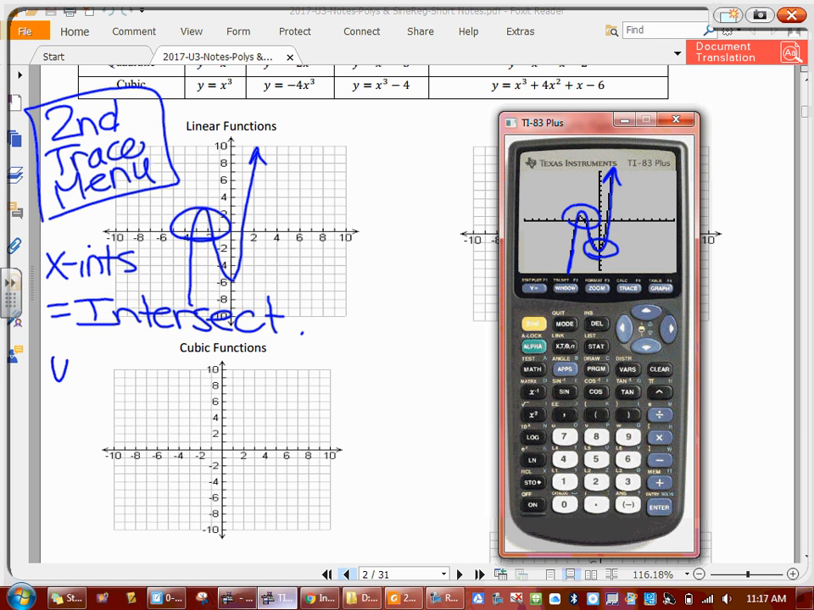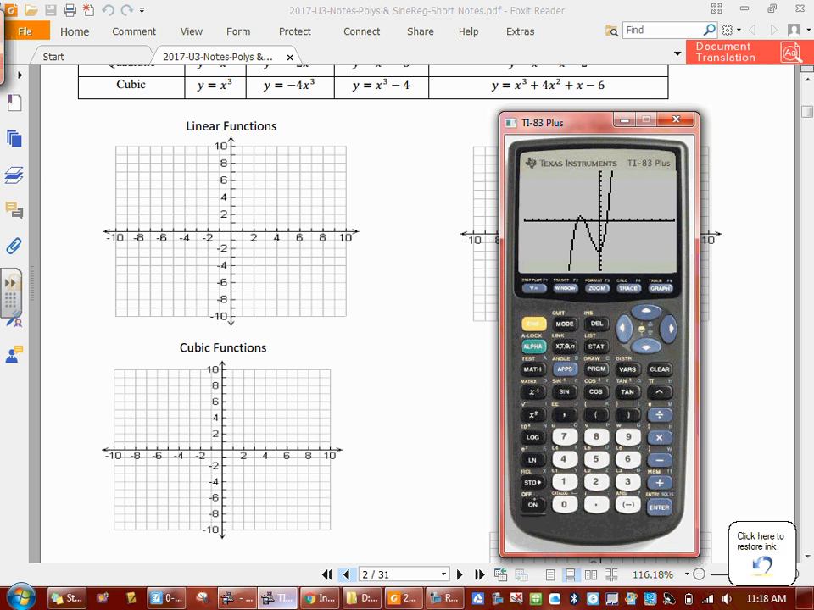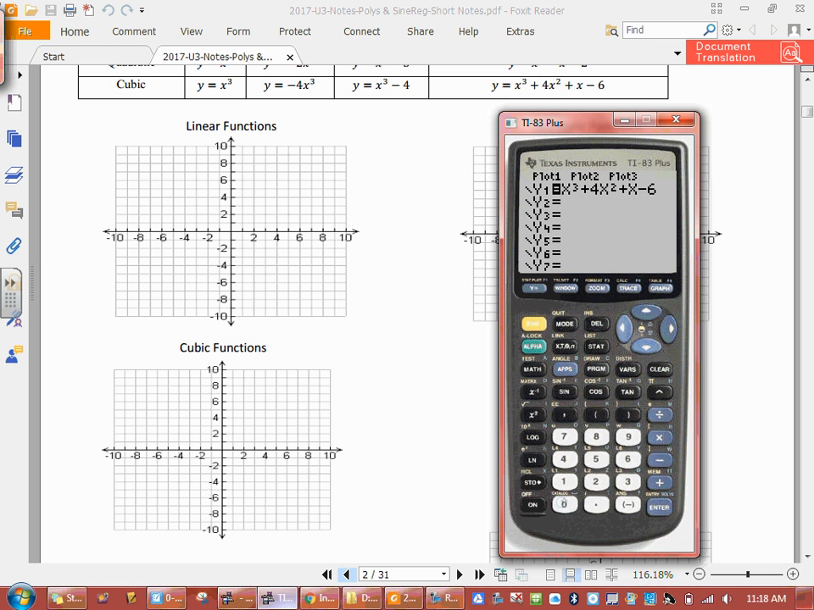So let's try this together. I'll let you write that down. Okay, everything will be in our second trace menu. And now we are going to take a look on here. In your y equals, like I said, in y2, you need to put 0. You have to have 2 equations in here or you can't intersect. Okay? So, we hit graph again.